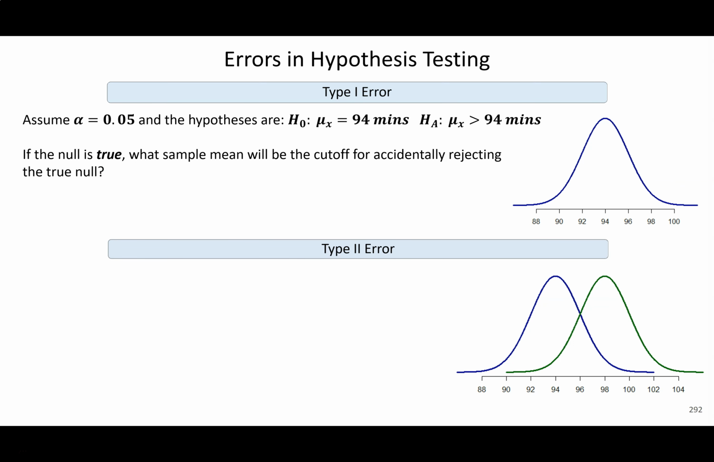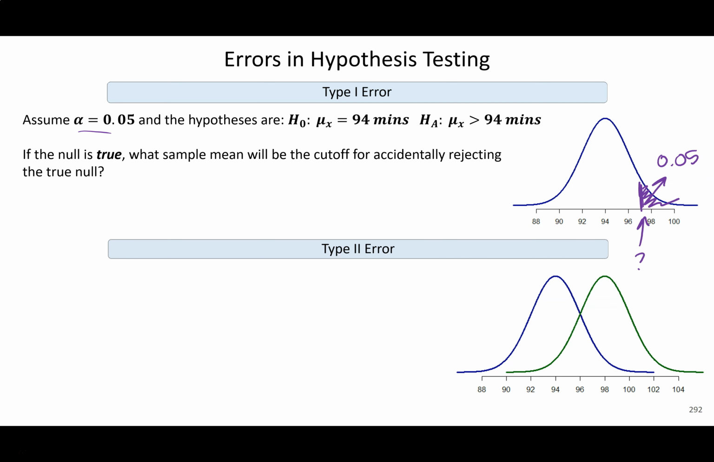That's that threshold. Okay, so looking at errors in hypothesis testing, you might recognize this. This comes from the train problem, the one where our null is that the mean is equal to 94 minutes. The alternative is that it's greater than. We are using alpha as 0.05. We want to know, hey, if the null is true, what sample mean is going to be the cutoff? So what value for the sample mean do I need in order to reject the null? So it's basically asking, hey, 0.05, I want to know what this value is.